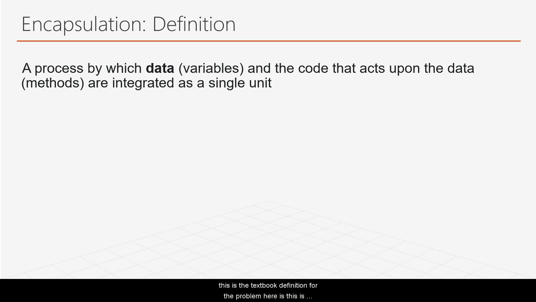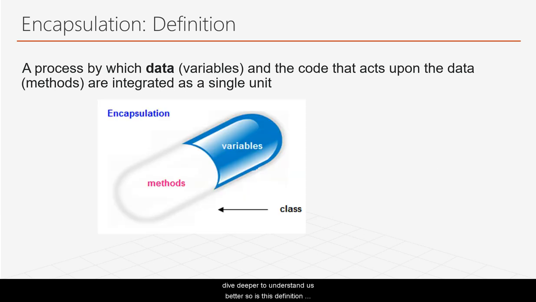But the problem here is, this is what we said is a class. Yesterday when we looked at class, we said class is nothing but it has both data and method joined together. Then the same thing is being repeated for encapsulation. So we need to dive deeper to understand this better. So is this definition wrong? Actually, no. Encapsulation, yes, it combines variables and methods together. Again, we saw class means the same.